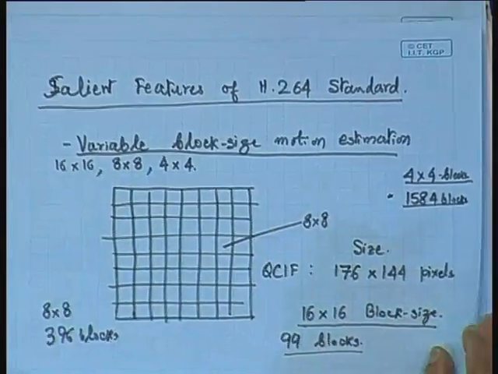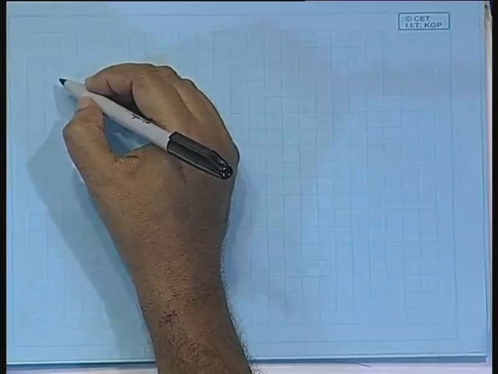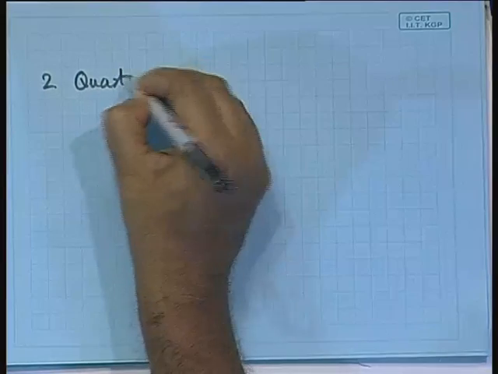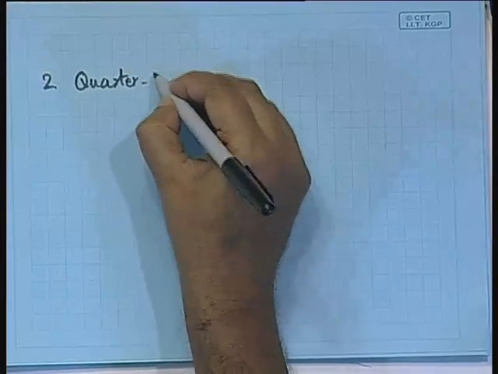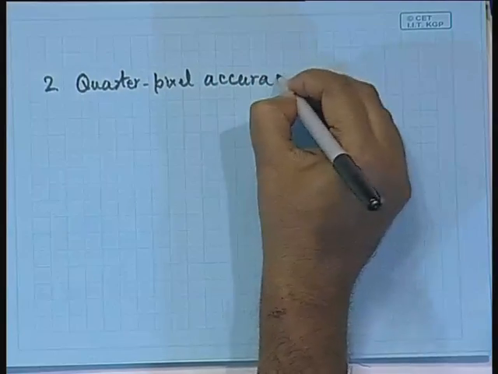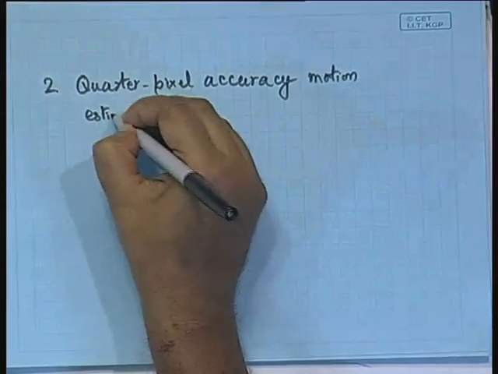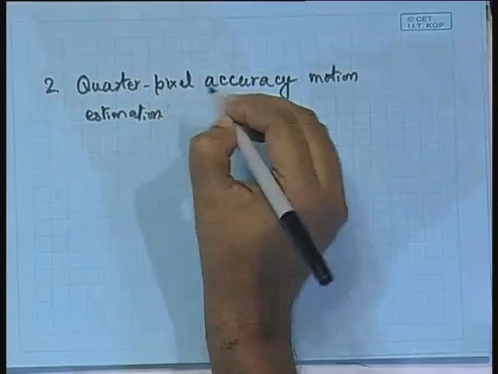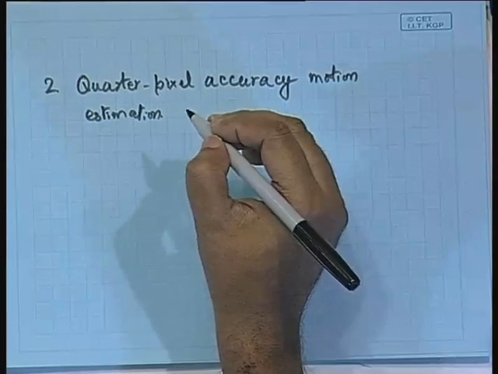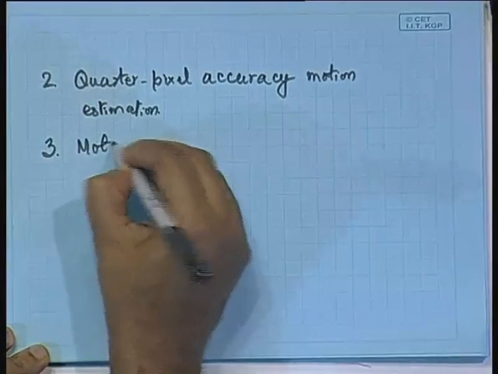Then there is another aspect, and that is quarter pixel accuracy motion estimation. So, the second feature of H.264 is quarter pixel accuracy motion estimation. This I already mentioned. The third point is motion vectors over picture boundaries.